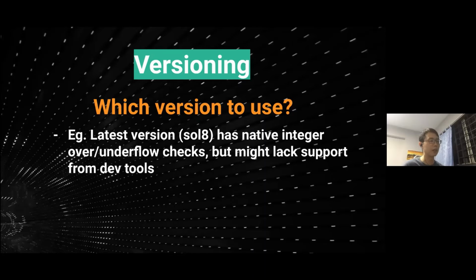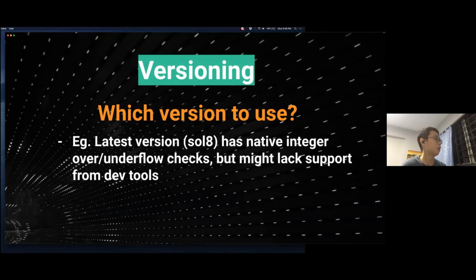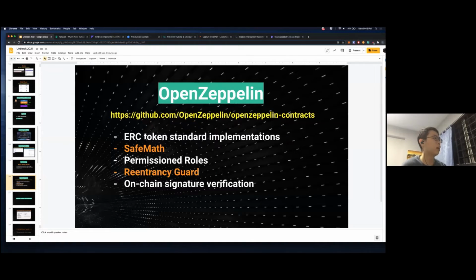I think now it's slightly better because there are already a few Solidity 0.8 versions out there. So I think it's pretty fast for this dev tooling to update as well. But of course, you never know. I do recommend using more stable versions, like maybe Solidity 0.7, or Solidity 0.6. So that's for versioning.